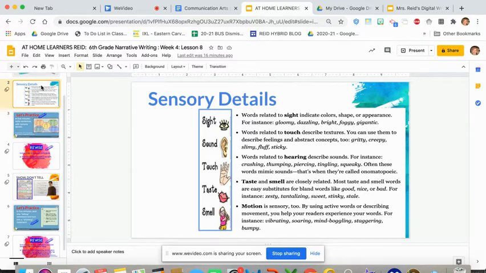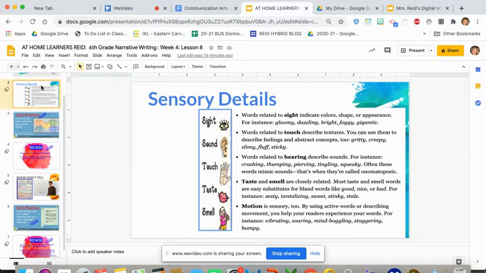And then words that describe touch and they could also be abstract. So like some of you in that writing exercise last week, you were saying the creepy man. That's kind of an abstract concept. Or gritty, slimy, fluffy. Things that you can touch or feelings that you have.